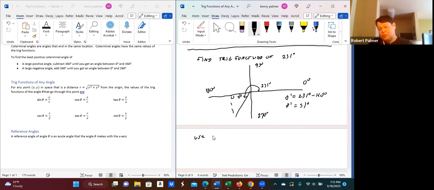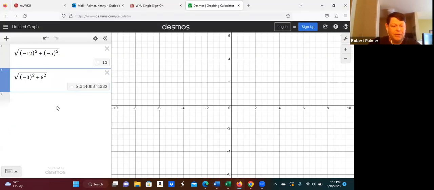Okay. And make sure you're in degree mode, whatever calculator you're using. That's important. And let's not do all of these, we'll do a few of them. So let's do sine of 231. Also one thing we can check, make sure we get the values we expect. We know in quadrant 3, sine is y over r, so it should be negative.